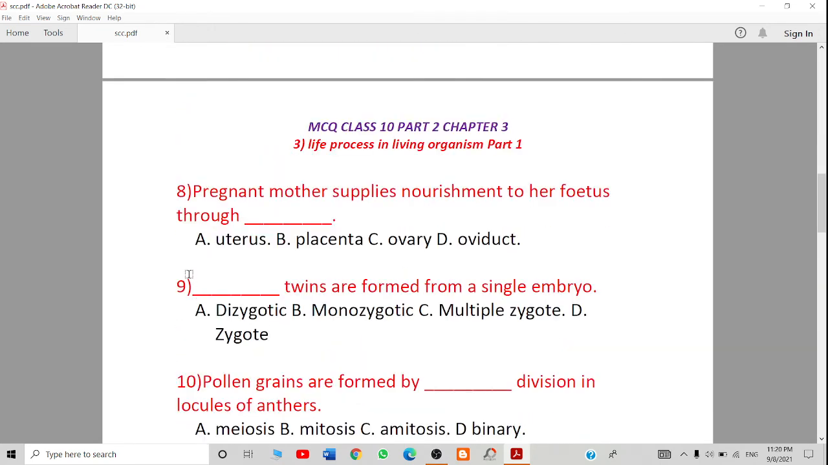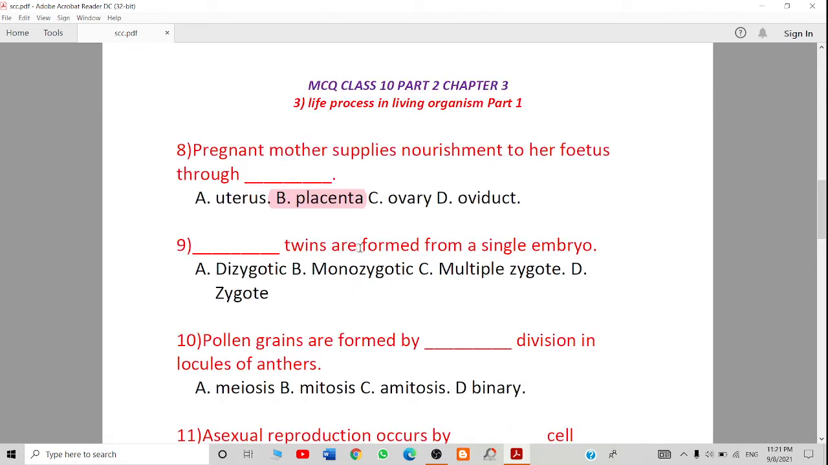Then the eighth question is: the pregnant mother supplies nourishment to her fetus through dash. Fetus means her child, present in the stomach. The options are uterus, placenta, ovary, oviduct. The mother supplies nourishment to her fetus with the help of the placenta. Placenta is the part which supplies nourishment, oxygen, and other substances to her baby for development and growth.